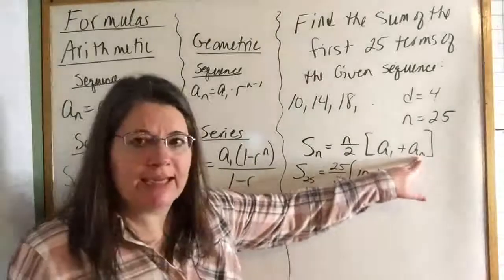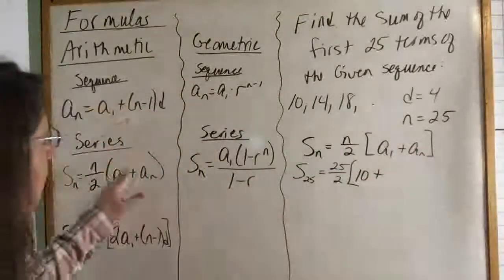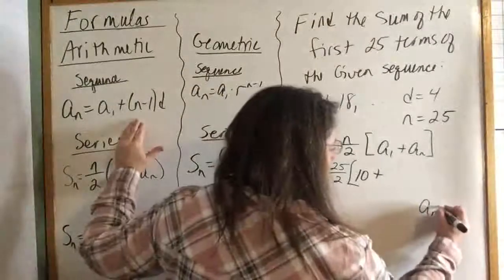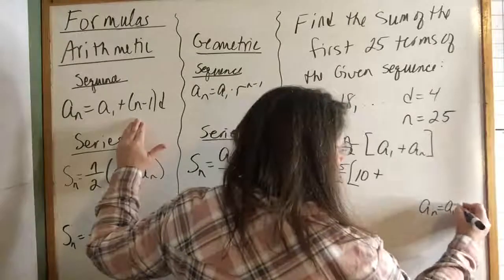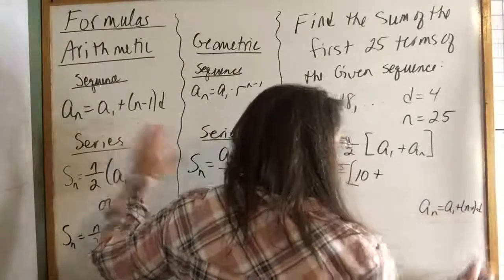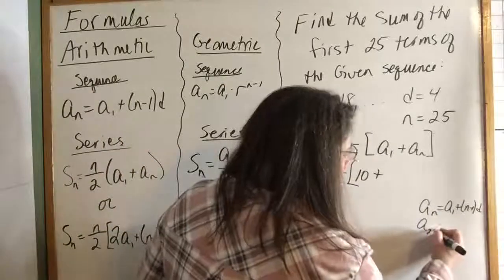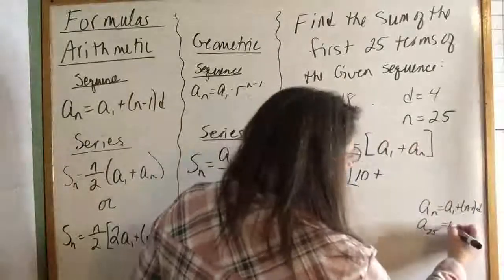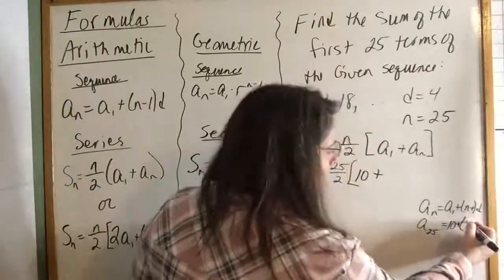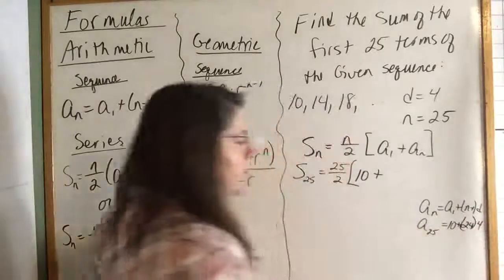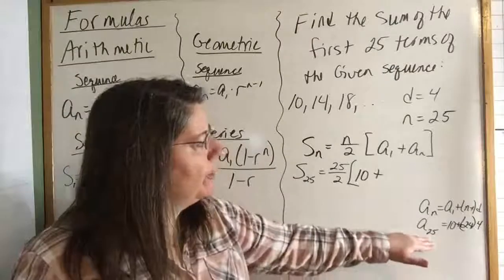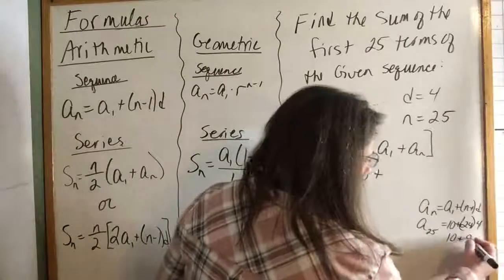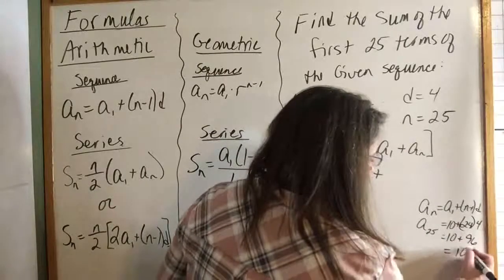So if we want to find a sub n, what I would do is use my original sequence formula for arithmetic sequences. So I want to find a sub n, I'm going to use a sub 1 plus n minus 1 times d. So a sub 25, I want the 25th term for a sub n, is a sub 1, which is 10, plus 25 minus 1 is 24, and our common difference is 4. So my 25th term of this sequence is, well, 4 times 24 is 96, so the 25th term is 106.